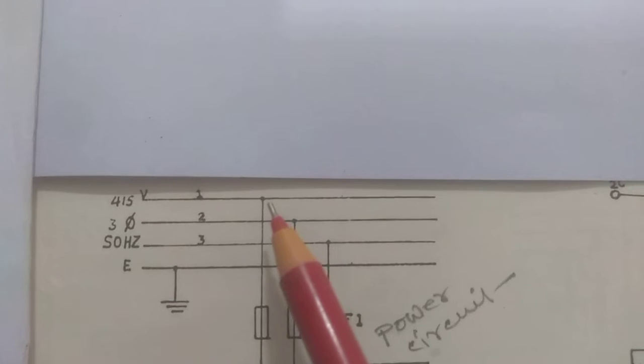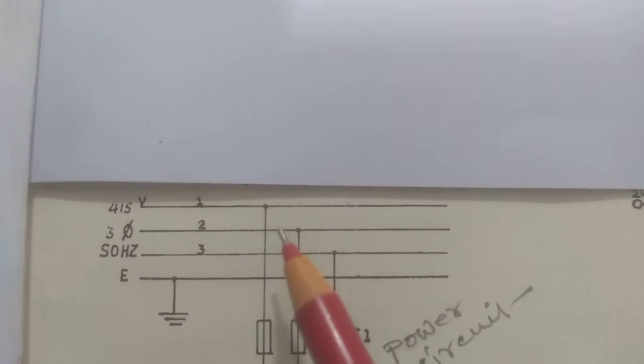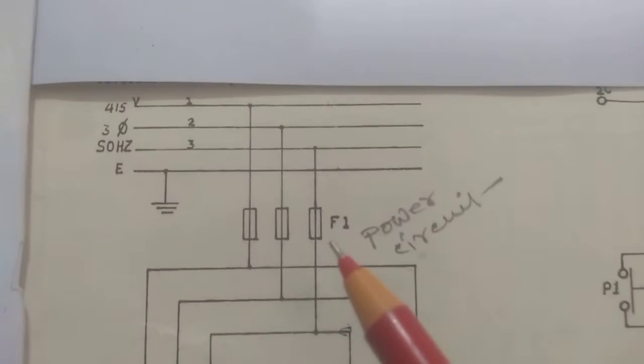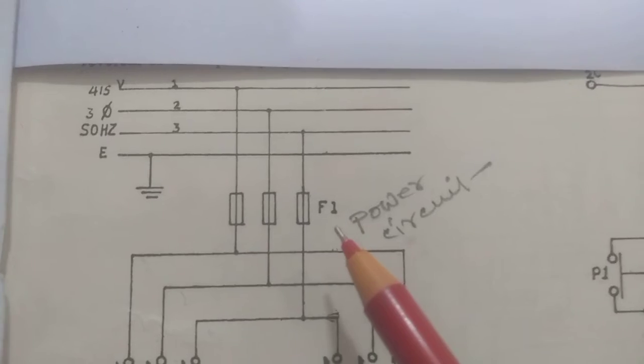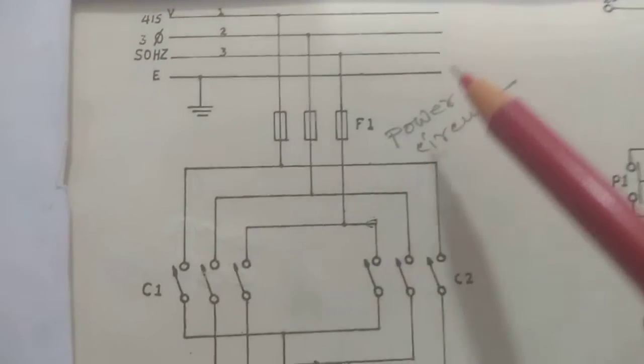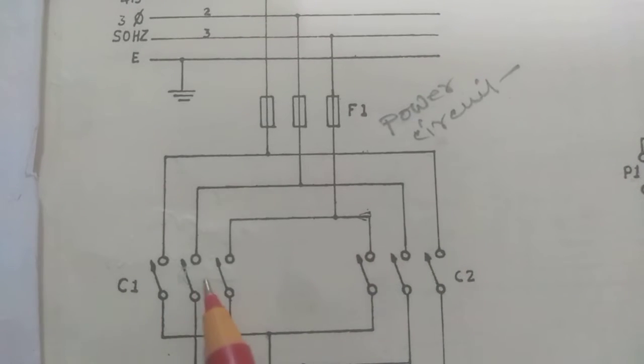This is a connection, 3-phase RYB, 415 volt here, 50 Hz. HRC fuse, high rupturing capacity fuse here. F1, the power circuit called. Here contactor, the power contact here.